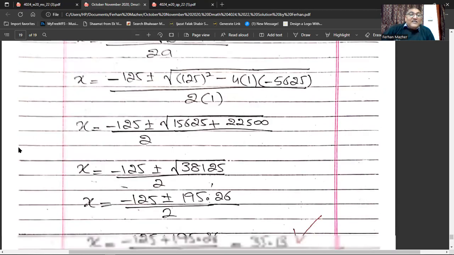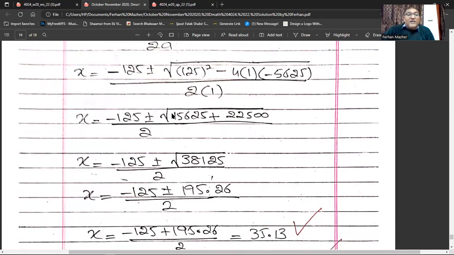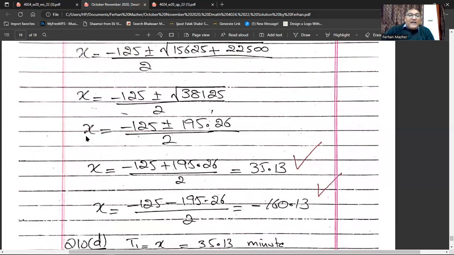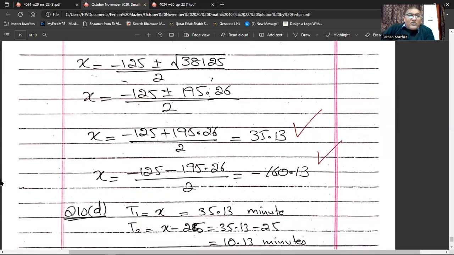So you will have x equals minus 125 plus minus under root, and under the radical you have 15625 plus 22500, and the whole thing divided by 2. So x will be equal to minus 125 plus minus under root 38125, whole thing divided by 2. And you will have x equals minus 125 plus minus, this will become 195.26, the whole thing divided by 2. So there are 2 possibilities.